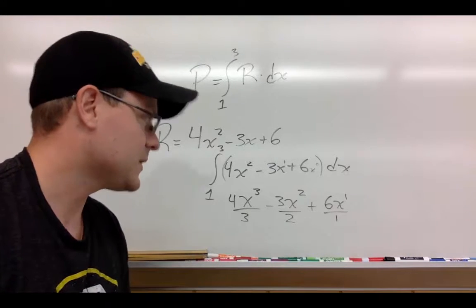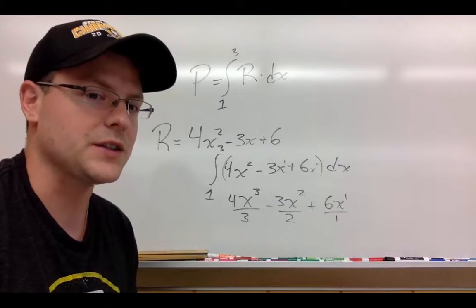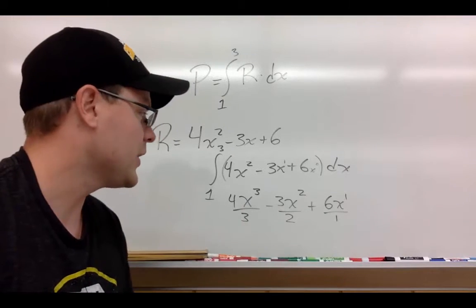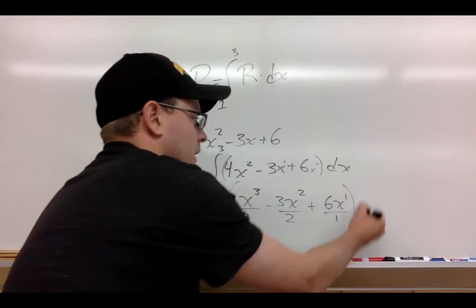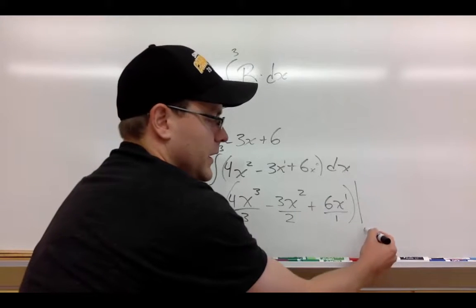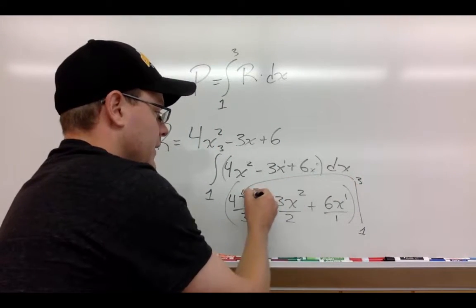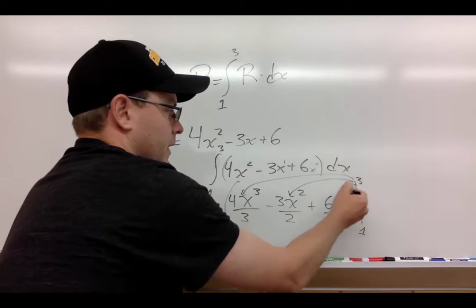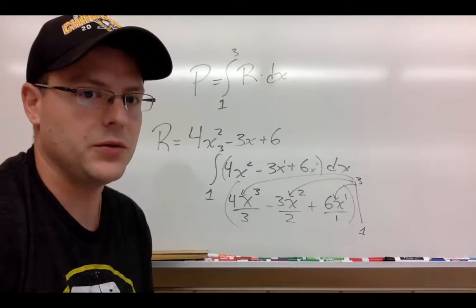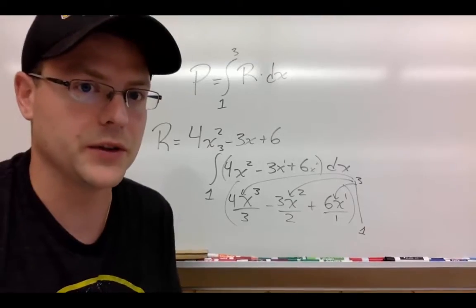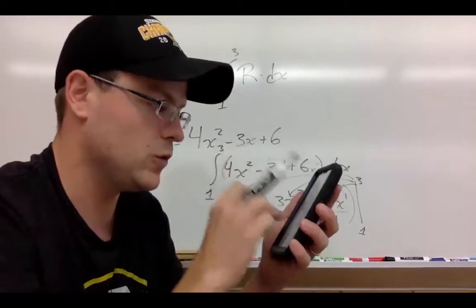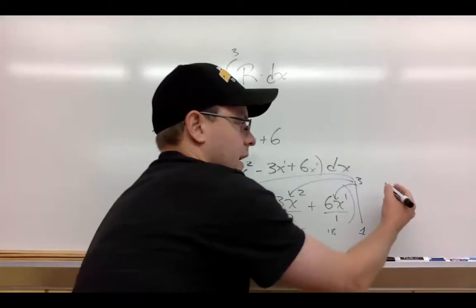So for this case, we'll just say the constant went to 0 and evaluate this function here between our bounds of 1 and 3. So that means I've got to put 3 in for each x value. And when you do that, you get 67.5.